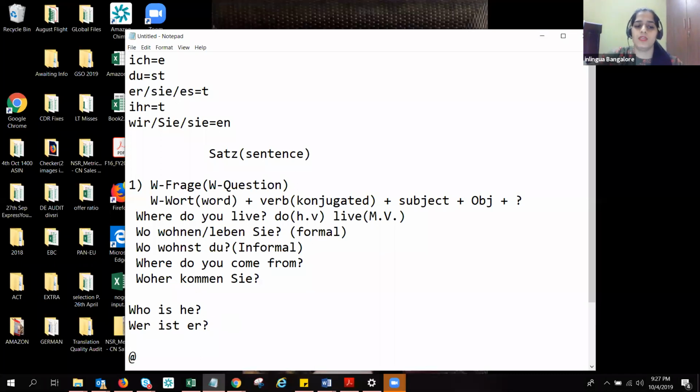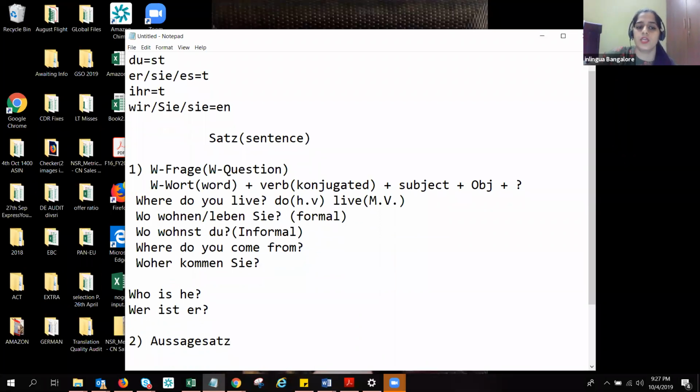Now, second would be, first we have done W-Fragen. Obviously, if we are asking questions, there should be an answer. So we call that Aussagesatz. Aussage means statement. So any normal sentence, the answer to any question, is an Aussagesatz. Now, the format of an Aussagesatz is similar to English.